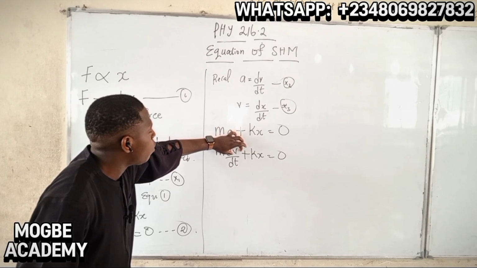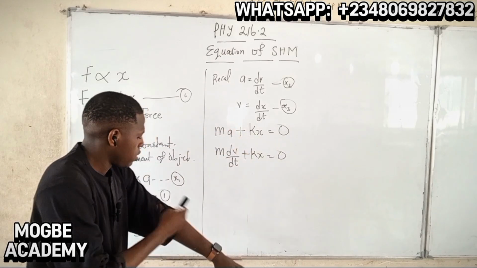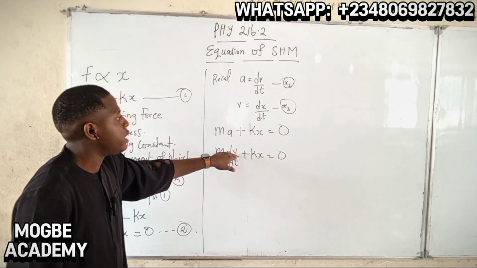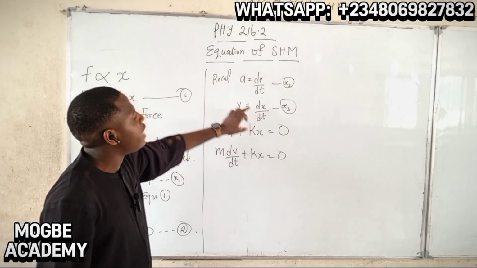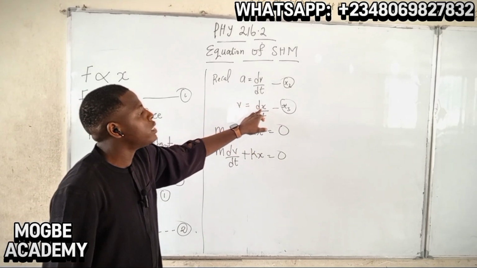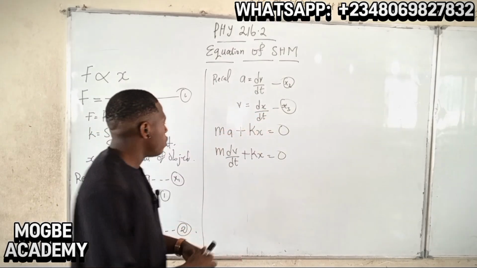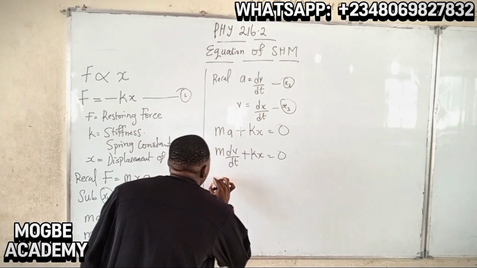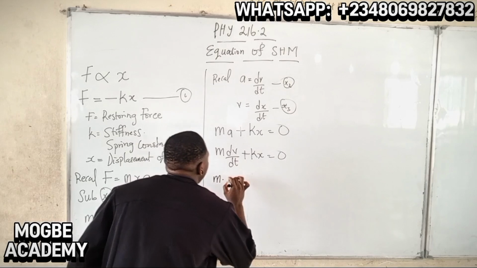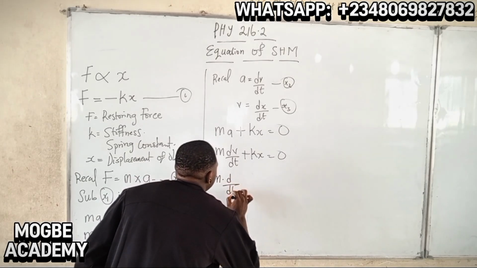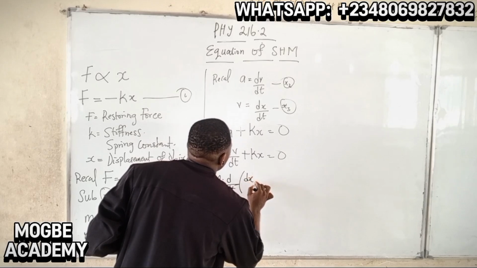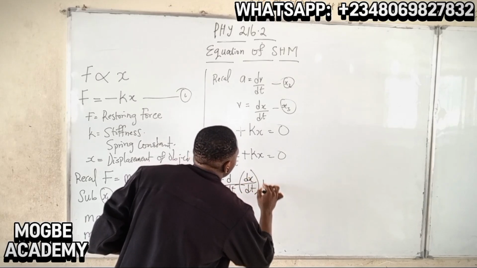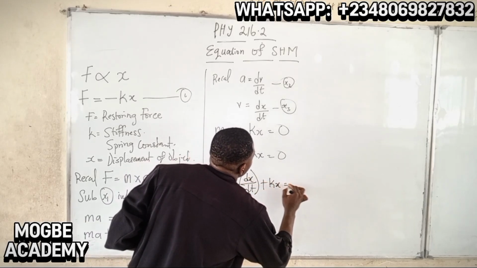We are seeing velocity here. And you know velocity is another parameter in physics. So basically velocity here is change in displacement over change in time. So basically what we have here is M multiplied by d over dt. And what is velocity? Velocity is dS over dt, plus Kx equal to 0.